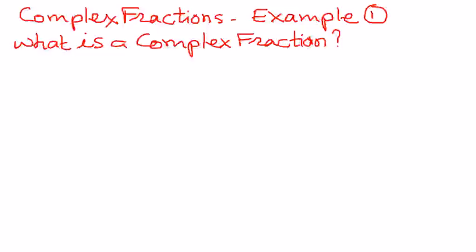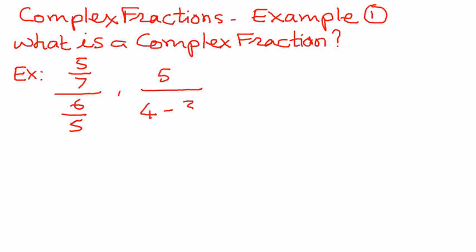So let us look at some examples. Example of a complex fraction: 5 over 7, a fraction, divided by 6 over 5. This is a complex fraction. Let's look at another example: 5, a whole number, divided by 4 minus 3 over 4. This is a complex fraction.